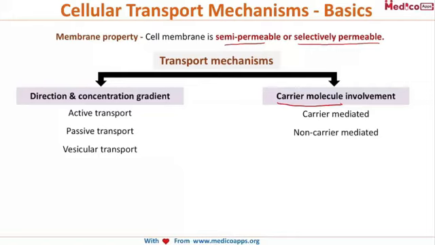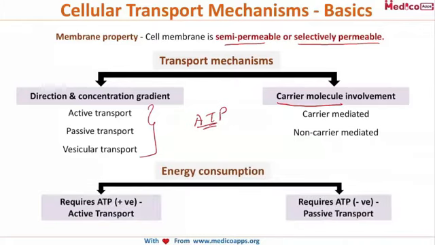Now, all of these types of transports, some of them require energy while some of them do not require energy, and we all know energy comes from the universal energy currency of the cell, that is nothing but the ATP. So, the ones which require energy are termed active transport and those that do not require energy are termed passive transport. Okay. This is how it is broadly classified.